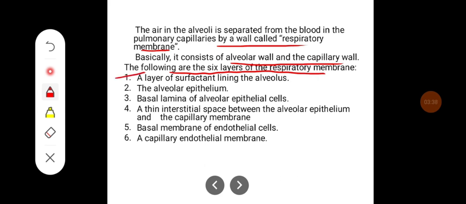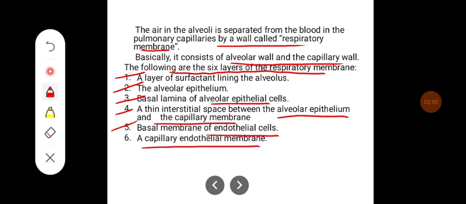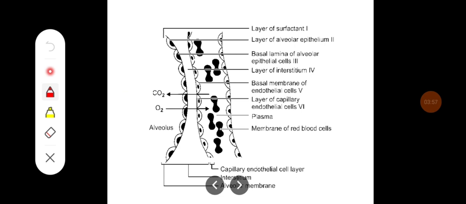The first layer is a layer of surfactant lining the alveolus, then the alveolar epithelium, then the basal lamina of the alveolar epithelial cells, then a thin interstitial space between the alveolar epithelium and the capillary membrane, then the basal membrane of the endothelial cells, then the capillary endothelial membrane. So these are the different layers of the alveolar capillary membrane.